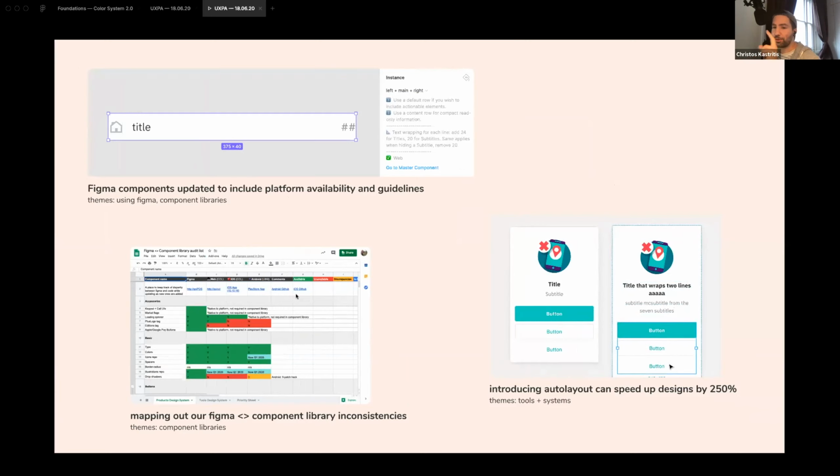250%. Don't quote me on that, okay? Don't quote me on that. That's just what I've done. And also mapping out our Figma and component library inconsistencies, which is something that you might run into as you're building and definitely maintaining a design system.